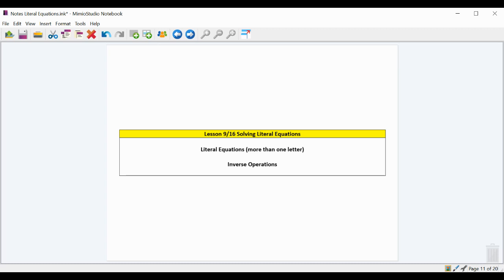It sounds pretty difficult, but you know what? It's actually less work than you think. That's going to be my sell to you. It's less work than actually solving equations. Literal equation. What is a literal equation? It means that there is more than one letter that is going to be solved for or could possibly be solved for. Our major concept that we're going to need to pay attention to as well is inverse operations.